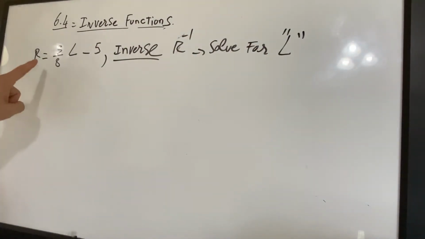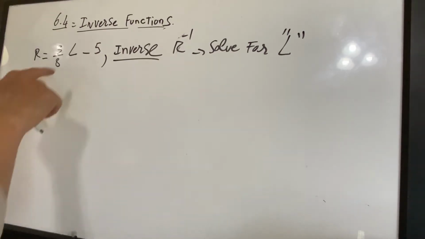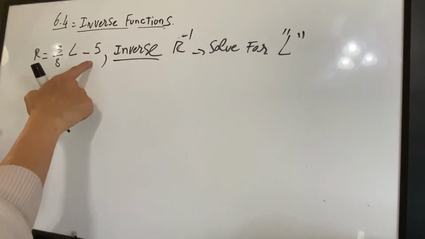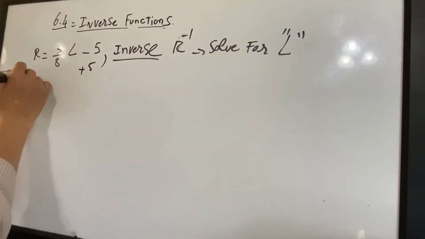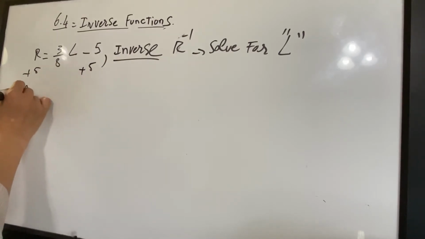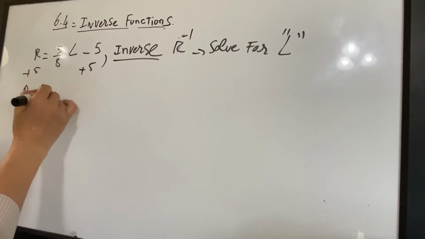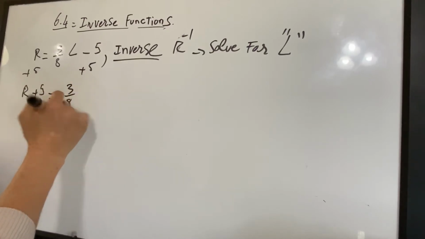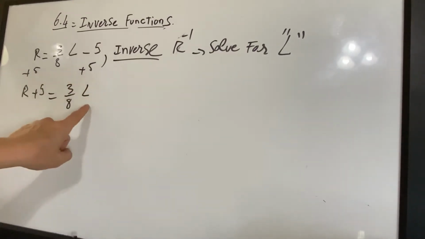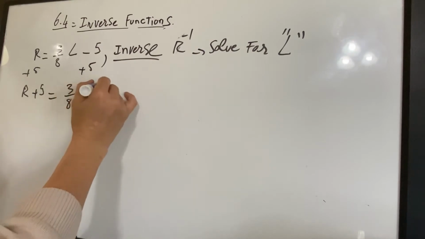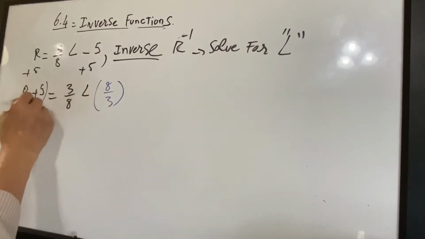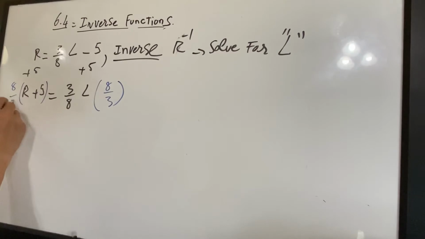The technique to solve for L is right here. You are no stranger to this. Can I bring the negative 5 over? There we go. So what you have over here now is R plus 5 equals 3 over 8 L. Almost there. What's the next step, solving for L? What did you do? Yep, you multiply both sides by 8 over 3, and that will give you L alone.